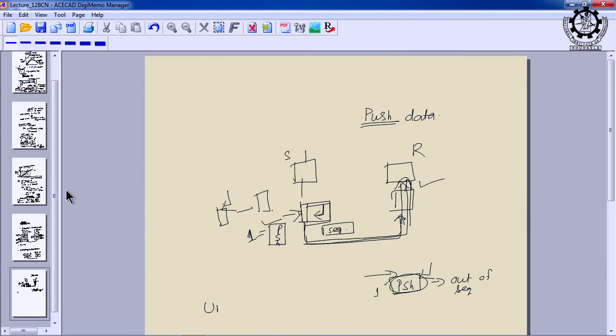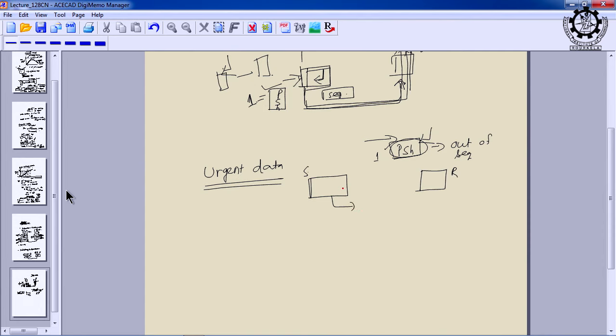Another flag in the header, if you remember, is the urgent bit, right? Let's say the sender is sending some data and the receiver is processing it, and after sending some data the sender somehow realizes that the data is being wrongly processed by the receiver.